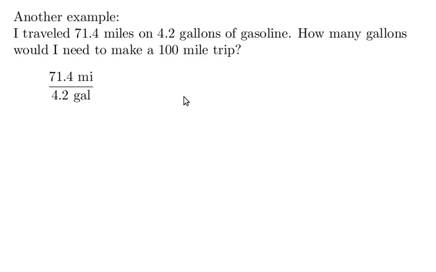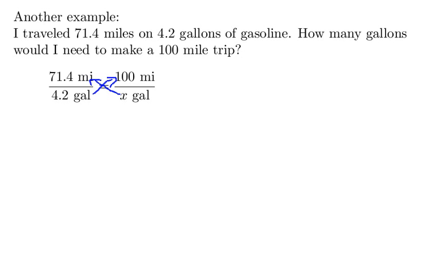So that means if I need to make a 100-mile trip, I need to figure out how many gallons of gasoline I'll need. So that means I'll have 100. And our known is we have a 100-mile trip, and we're going to be using up an unknown amount of gallons, X. That's what we're trying to figure out. So we cross multiply.